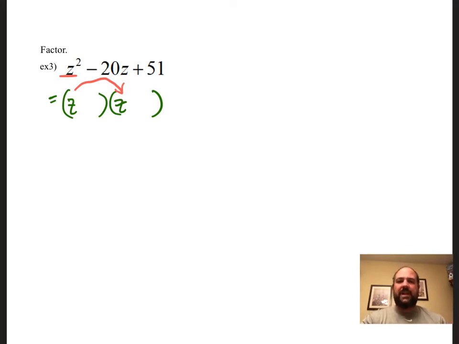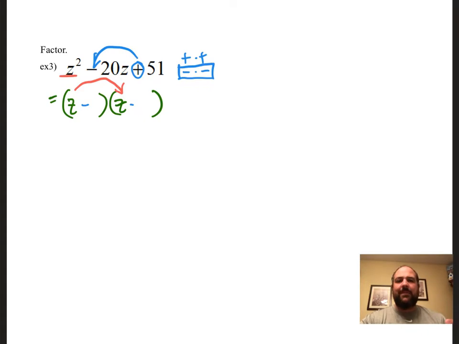There's my first step. Second step, I want to force the signs to work out the way I want them to. Again, if I look at the last term, it's a positive. The only way I could get a positive is either a positive times a positive or a negative times a negative. In this case, we go to the middle term, which happens to be negative 20z.